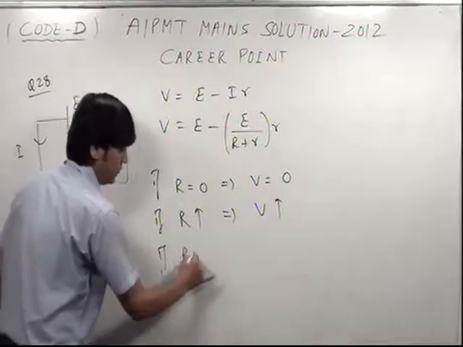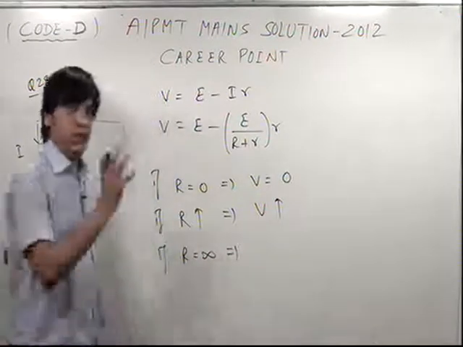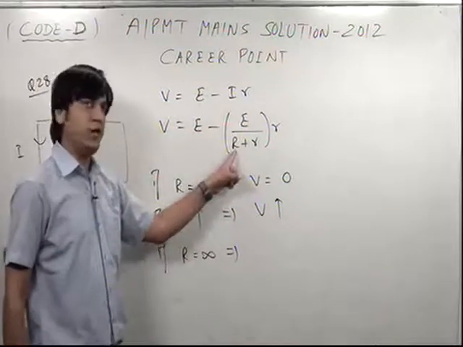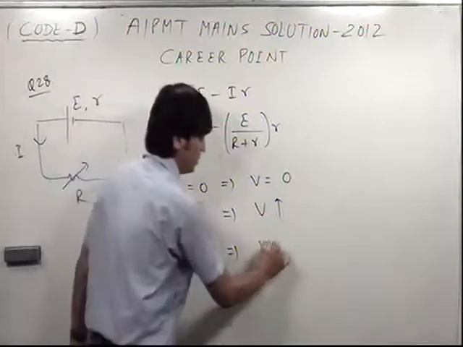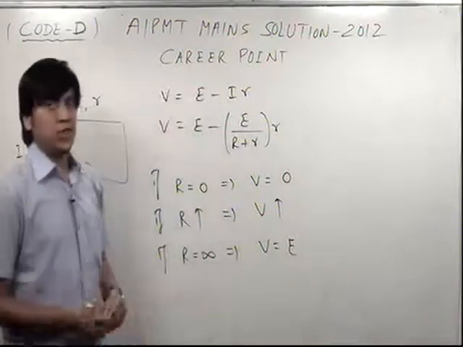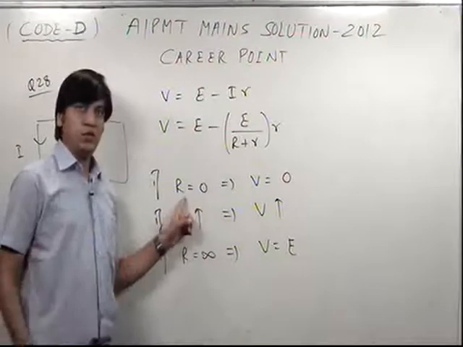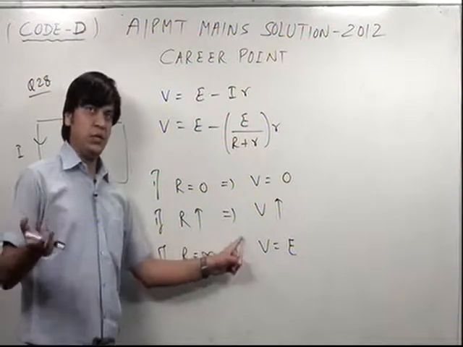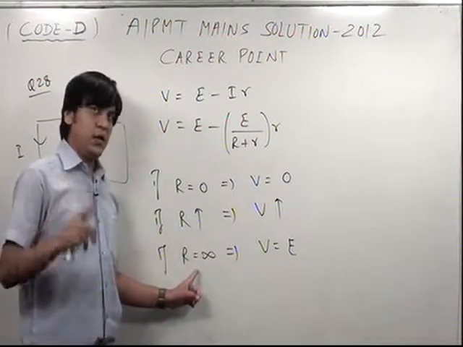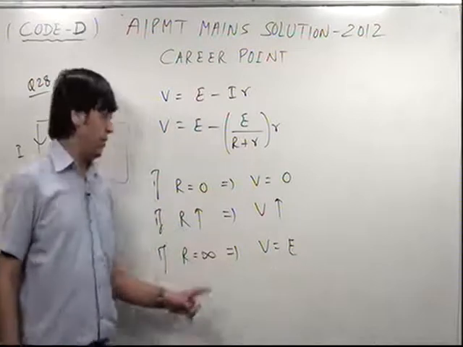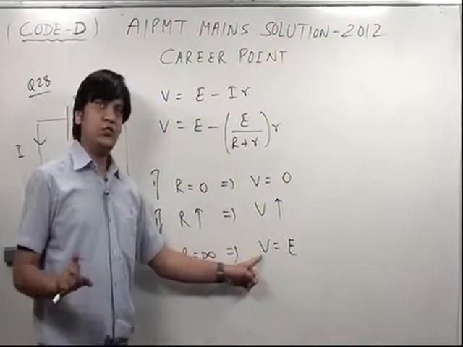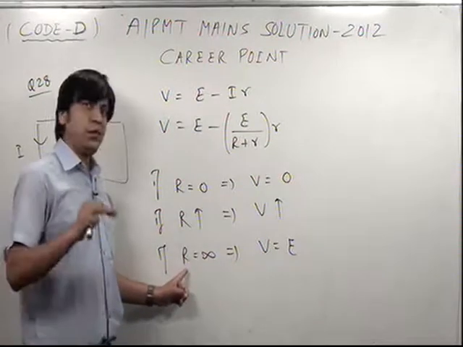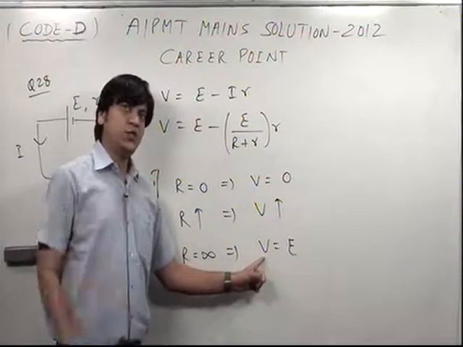If we keep increasing R and R becomes infinite, then according to this equation, this figure becomes 0, so V becomes capital E. So according to this analysis, initially when capital R is 0, V is 0. As we are increasing capital R, V is increasing, and finally it approaches capital E. Definitely it won't achieve the value capital E, because for that capital R should be infinite. But as capital R is increasing, capital V is approaching towards capital E.